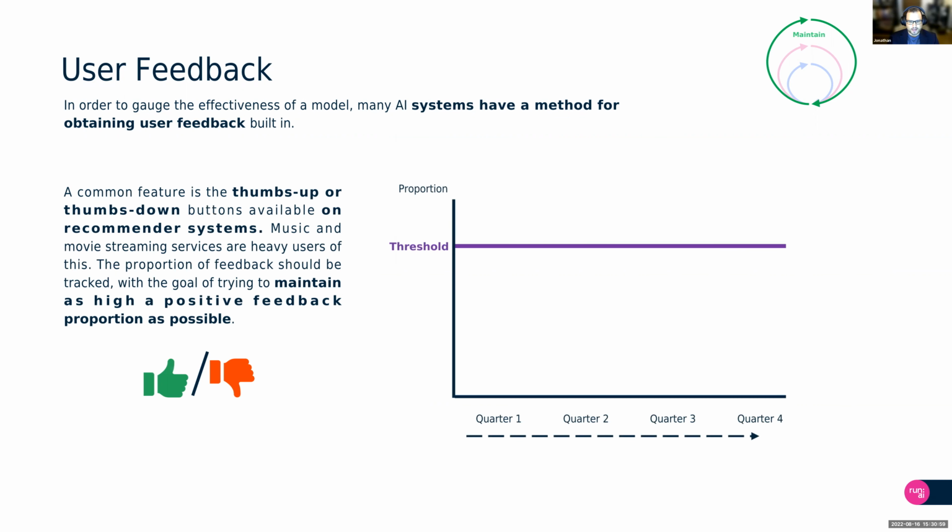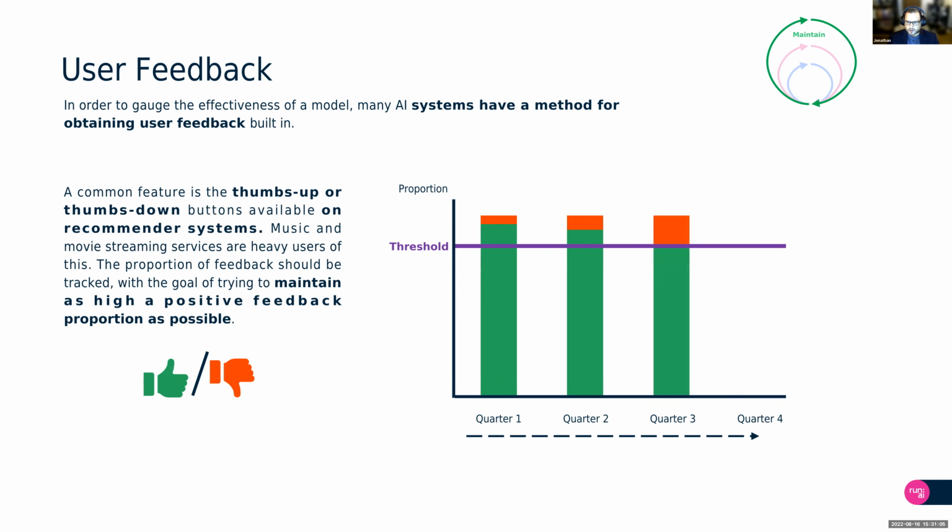And so you might want to keep track of these over time, and maybe you have a threshold of, I don't know, say 85%. And so once that threshold is reached, you want to go back and take a look at your model and see what's going on.